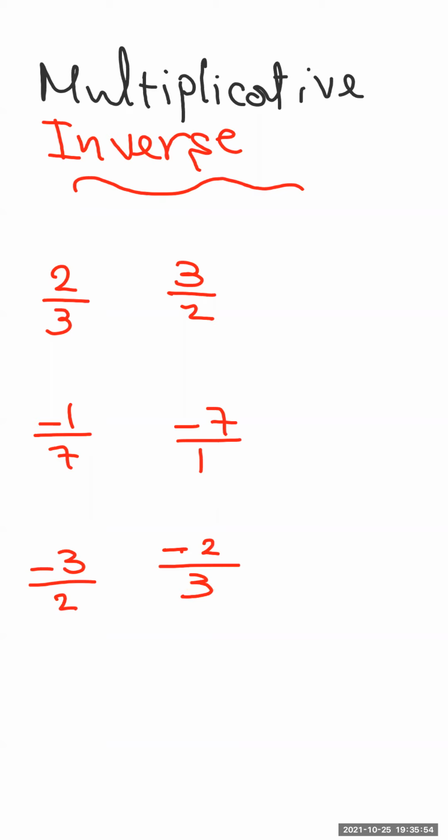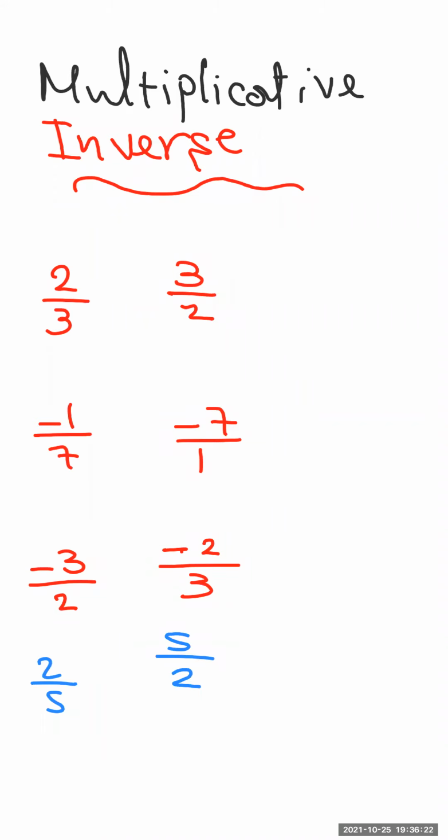I will never change the sign like the additive inverse. Additive inverse just changes the sign. Multiplicative inverse, flip the number. This means change the denominator to be the numerator and the numerator to be the denominator. Like 2 over 3, make it 3 over 2. 1 over 7, 7 over 1. 2 over 5, 5 over 2.